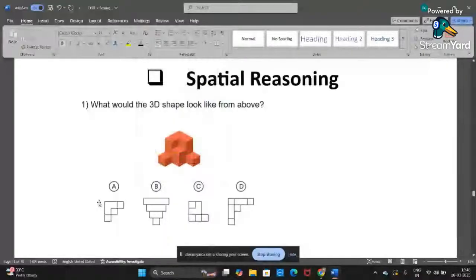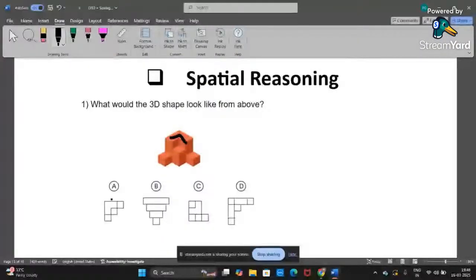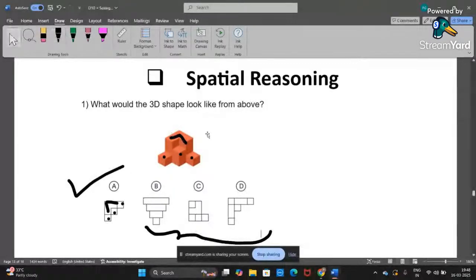See, here the top is in an L shape. Here also it is in an L shape, and here there is one block, and here also a block. But here we cannot see those possibilities in these 3 options, right? So option A is the right one. First, we need to analyze the given diagram, then we have to choose the option according to that.